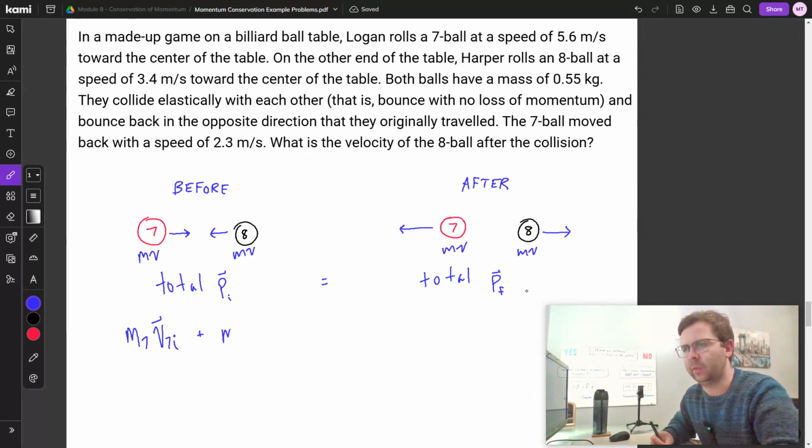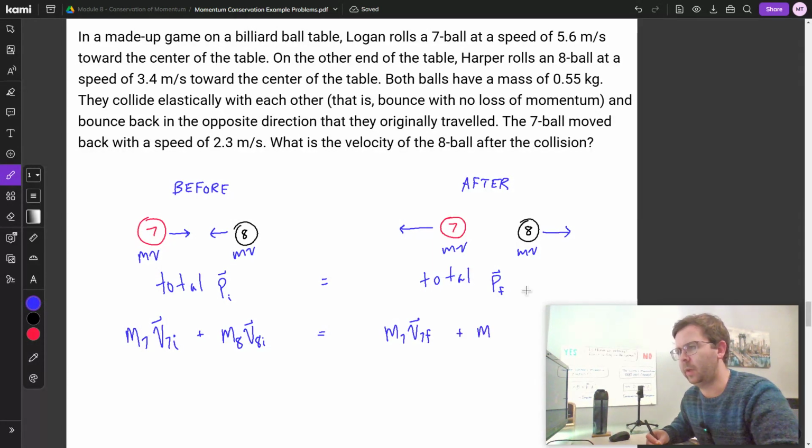Then I'm going to add that to the initial momentum of the 8 ball. So that's m8 times v8i for the initial velocity. I don't write an i for the mass because the mass of the ball doesn't change. And so that's going to equal m7 v7f, the final velocity times the mass of the 7 ball, plus the 8 ball's mass times final velocity.